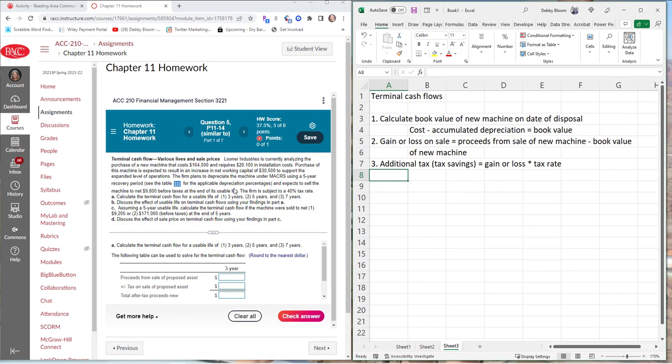Then finally, in the fourth step, we're going to take the proceeds from the sale of the new machine, which is the sale price, and subtract the additional tax on a gain, or we're going to take the proceeds from the sale of the new machine and add back the tax on the loss.